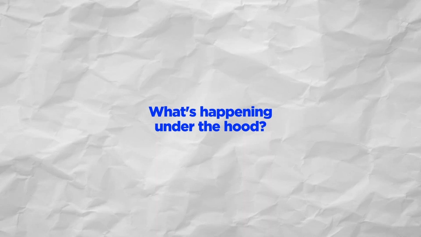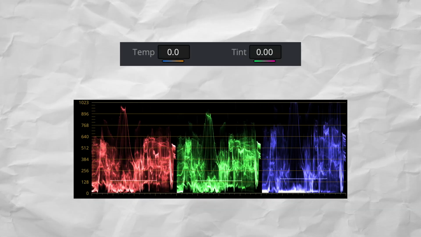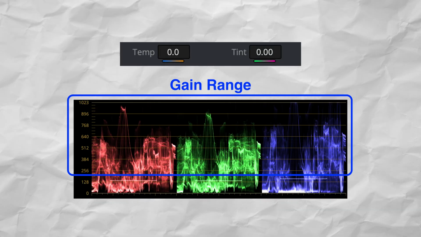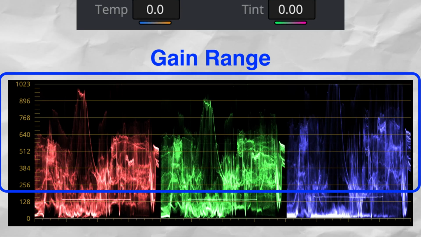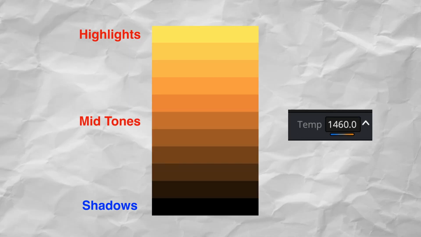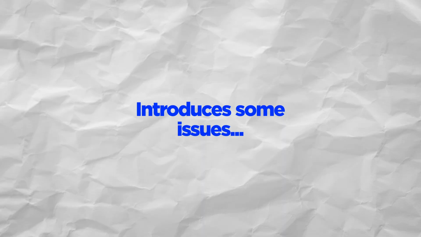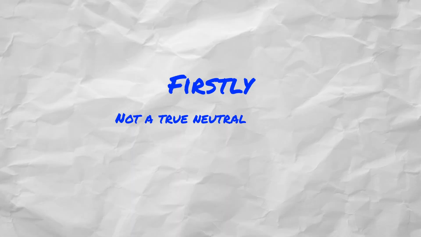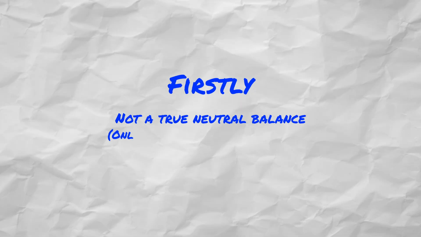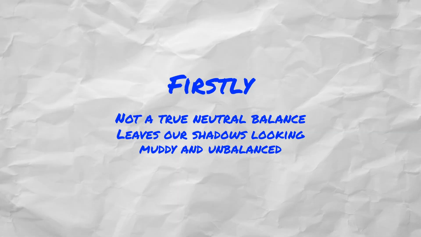So let's take a look at what's happening under the hood that will explain to us why temp and tint isn't the best method for white balancing your image. Both sliders are essentially affecting the gain range of your image. That is mostly the highlights with some influence on mids and almost none on your shadows. That means that your adjustments are mostly affecting your highlights and midtones, but hardly touching your shadows, which introduces some issues. Firstly, we aren't getting a true neutral balance across our image's tonal ranges, just 2/3 of them, which leaves our shadows not looking so great.